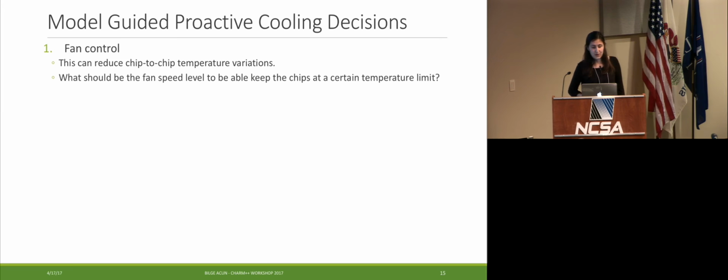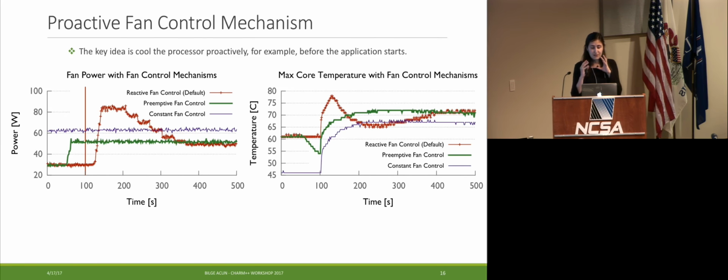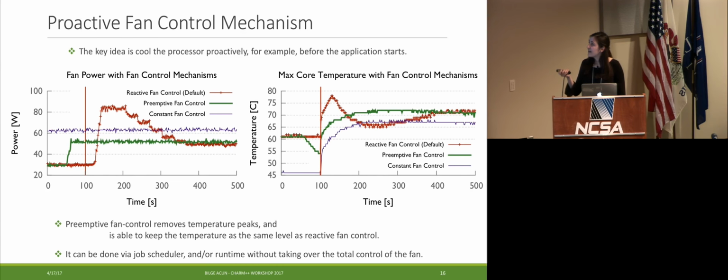Now I will start with the fan control. Here we propose a proactive fan control mechanism. I also call it pre-cooling for short. It resembles prefetching. So basically, the idea is to cool the processor proactively before the application starts, or before the application is entering a CPU intensive phase, for example. Here at the red line is where the application starts. And the red one is the automatic default fan control mechanism, where once the application starts, temperatures hit the threshold, and the fan makes this peak, and then stabilizes afterwards.